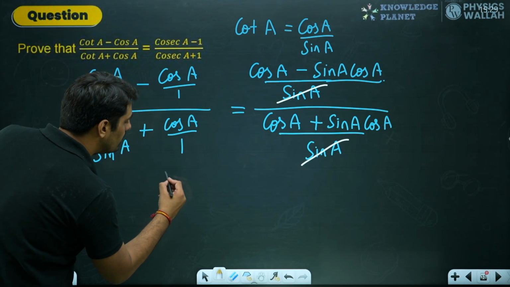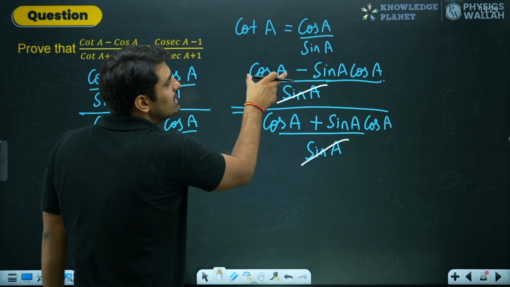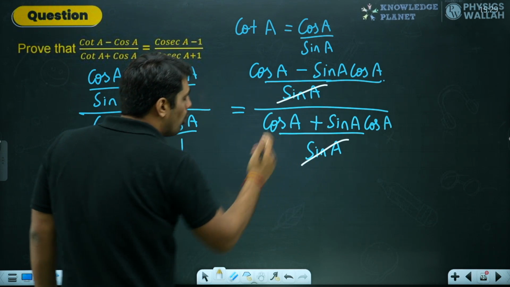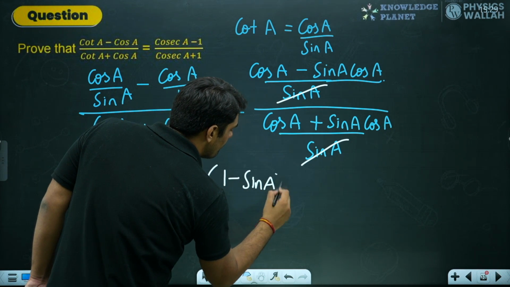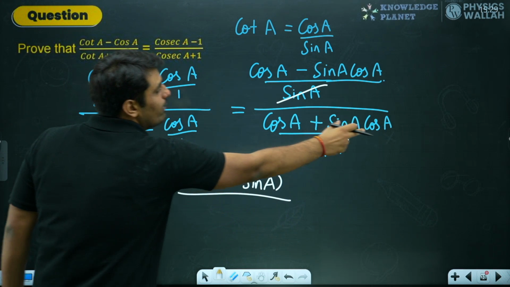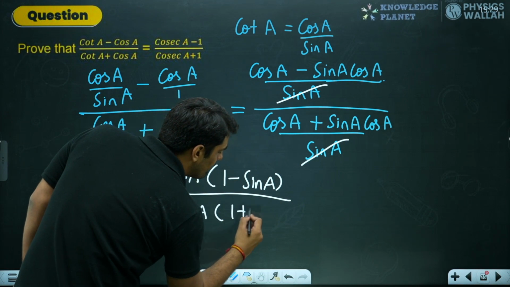You are left with cos of A, which I will be taking common. I am taking cos of A common. I am left with 1 minus sine of A. In the denominator again, I'll take cos A common, and I am left with 1 plus sine of A.